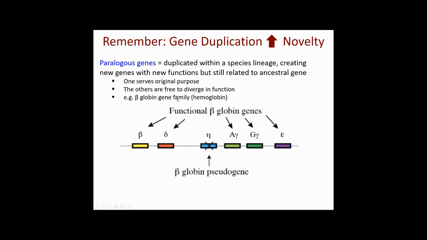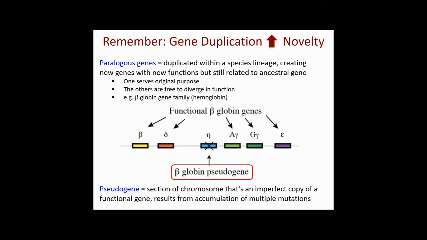The example we looked at in our microevolution section were beta globin genes. These control the formation of the hemoglobin protein, which carries oxygen through our blood. Paralogous genes for beta globin, you can see that there are 5 here. There are 5 functional copies. They exist on human chromosome number 16.